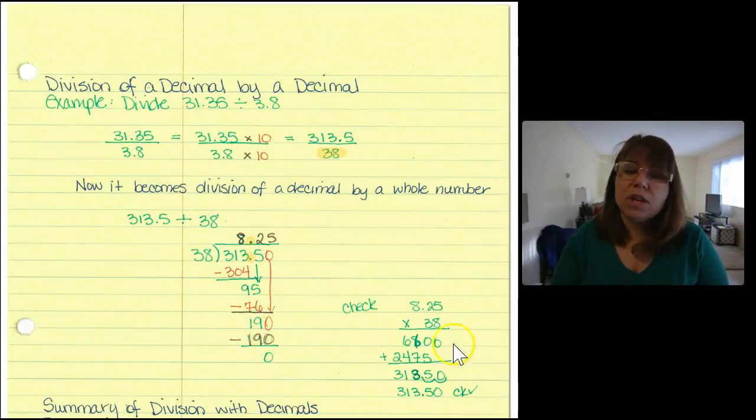And then we can also check our solution. 8.25 times 38, and if you run through this process, you do get the dividend of 313.50. Now our original didn't have that 0 hanging on the end, but that 0 is just a placeholder in a decimal when it is at the end, so I can cut it off if I need to. But it doesn't hurt to have it there.